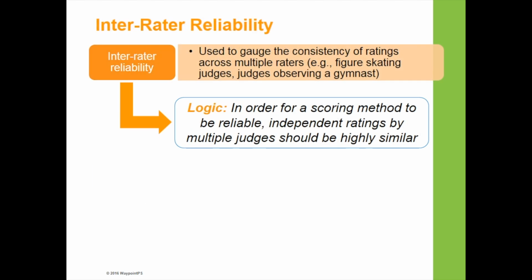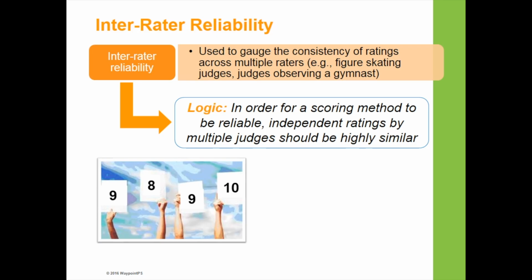The last type of reliability is a special case of reliability involving multiple raters or judges. This is used to gauge the consistency of ratings across multiple raters or observers. This is often used in figure skating competitions or gymnastic competitions. The logic here is that in order for a scoring method to be reliable, independent ratings made by multiple judges should be highly similar. So take a look at this first example.